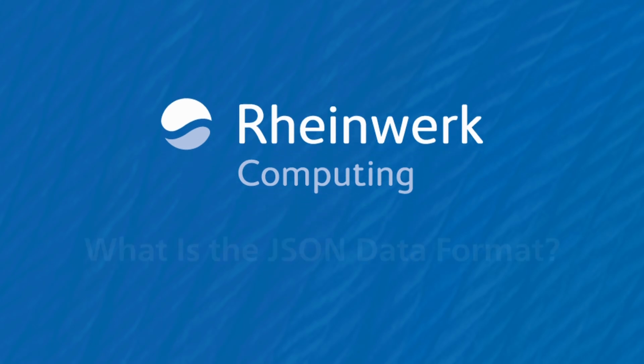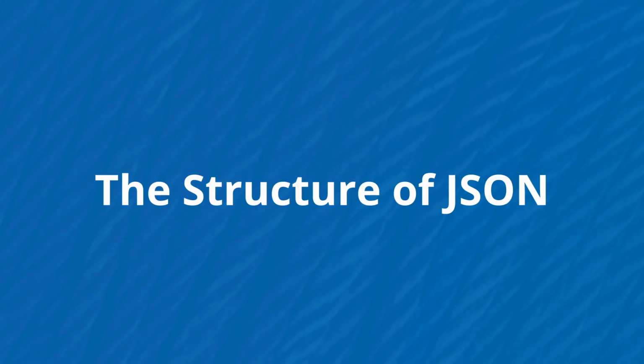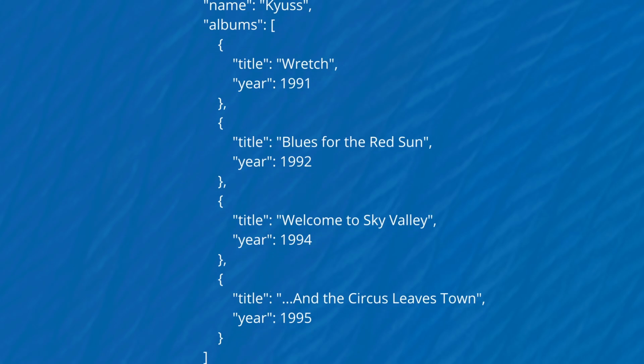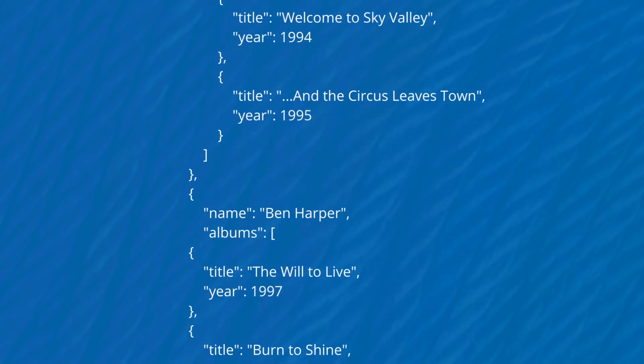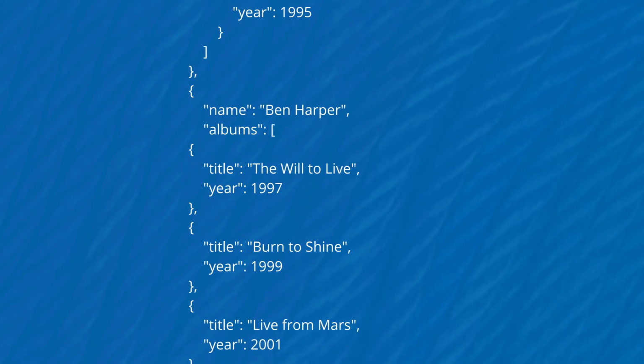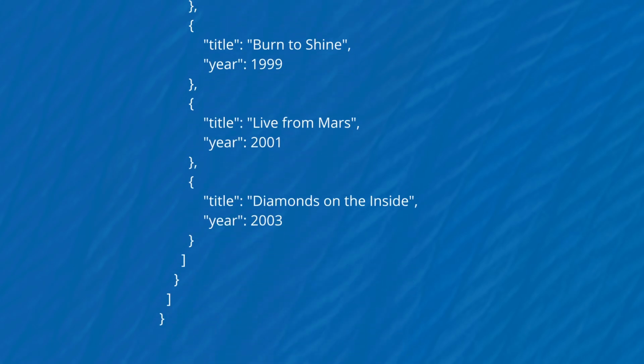JSON is the format that has overtaken XML in many respects. At first glance, the JSON format looks like object literal notation. However, there are some important differences in detail, which we'll show you in this video. The essential characteristic of the JSON format is its braces, which are used to define individual objects.